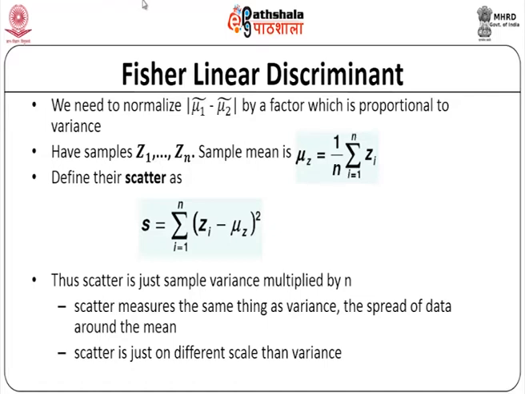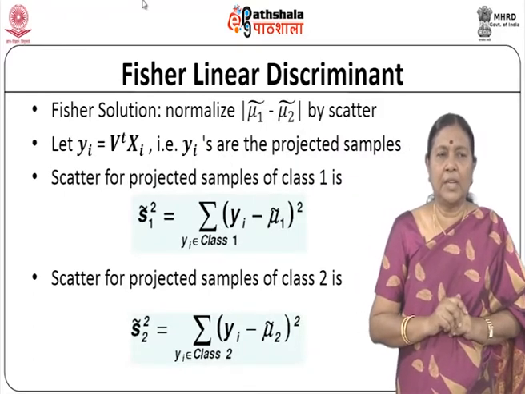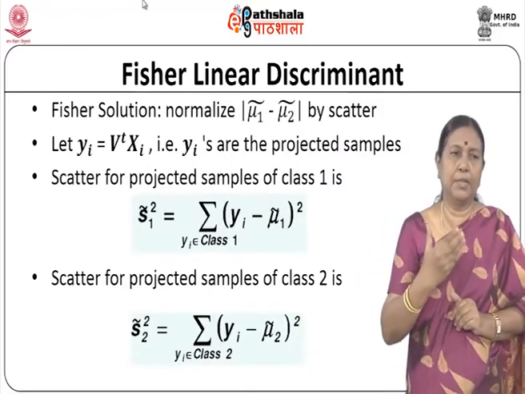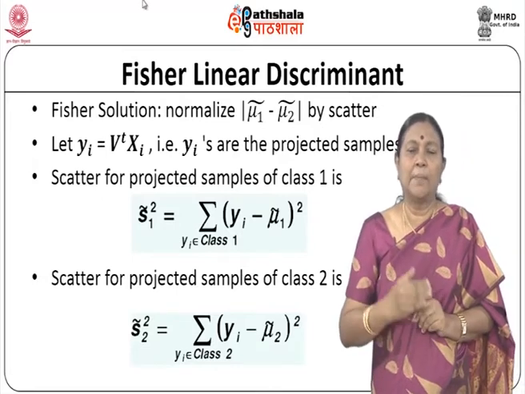Scatter measures the same thing as variance, the spread of the data. What does variance actually mean? Variance means you have a mean point. What is the spread of the data about the mean point? Scatter is just on a different scale than variance; both are essentially giving you the same information. So, what do you do? The Fisher solution is to normalize this difference in the projected mu's by the scatter.